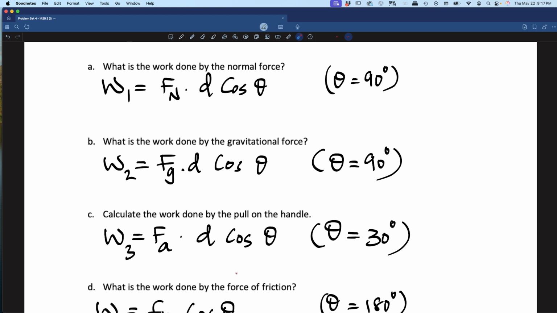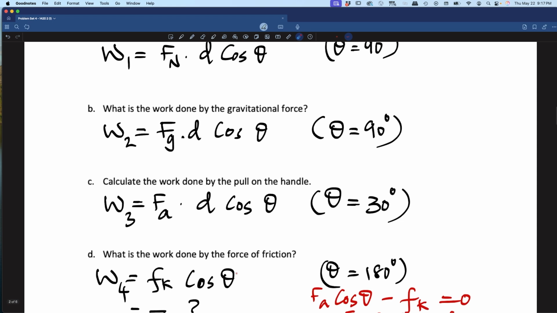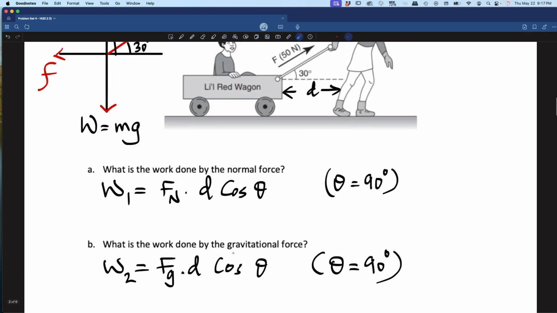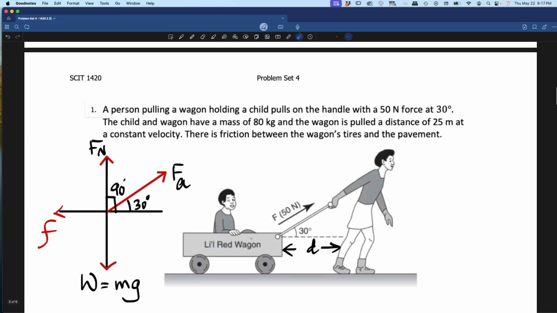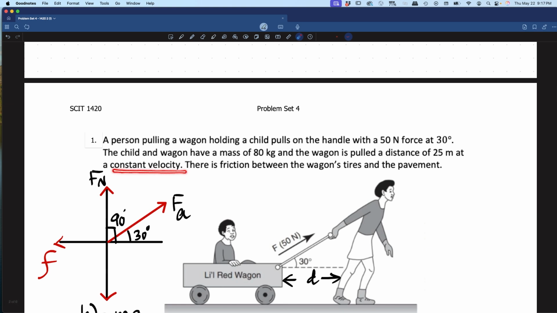D, what is the work done by the force of friction? Once again, it is the same formula, but now we have to know what friction is. So whatever is given as F sub K is the same thing. F sub K is the force of friction. We do not know the force of friction, so we have to find it using the idea that I told you at the beginning. If it's moving at constant velocity, that means the net force on the wagon is 0.